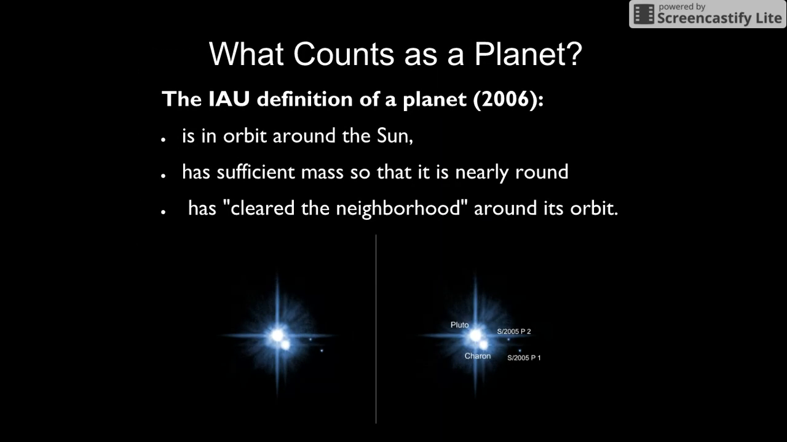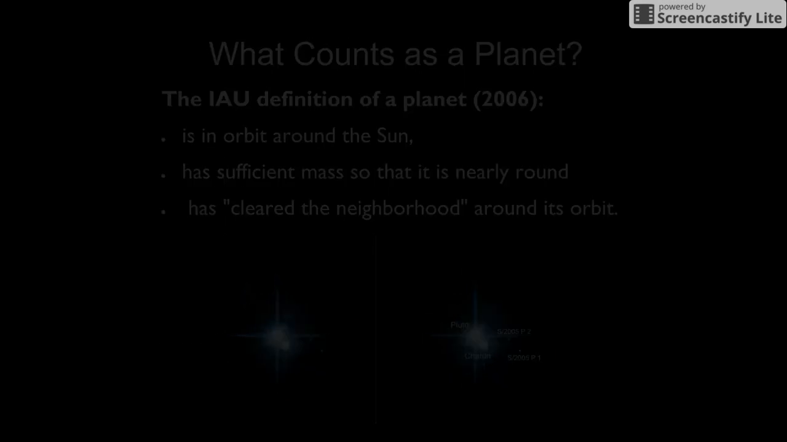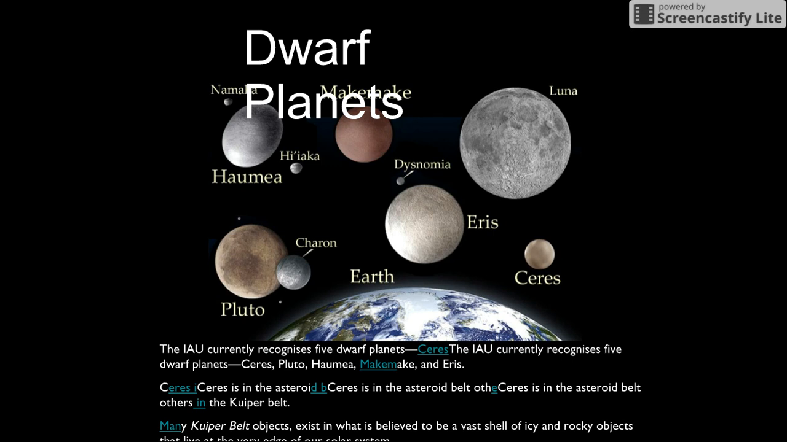Now, what counts as a planet? Because Pluto was once considered one. The definition is it orbits around the sun, it has significant mass so that it is nearly round, and it has cleared the neighborhood around its orbit. The ones that did not qualify are called dwarf planets, and there are several of these. Pluto is the most famous one because it was identified as a traditional planet until 2006. So that is our discussion of the solar system and the main facts about it.